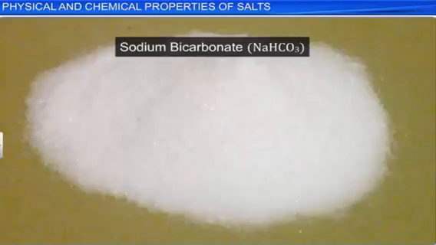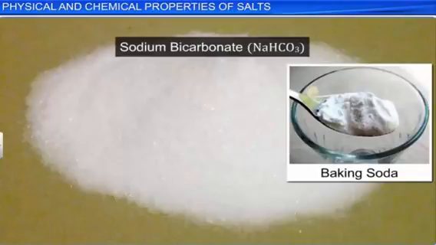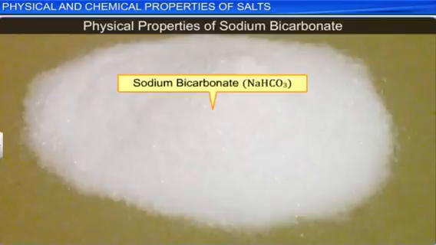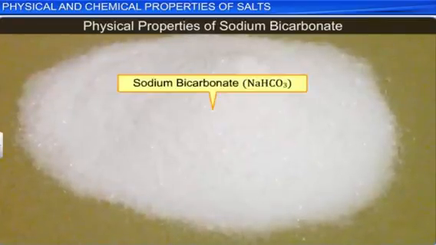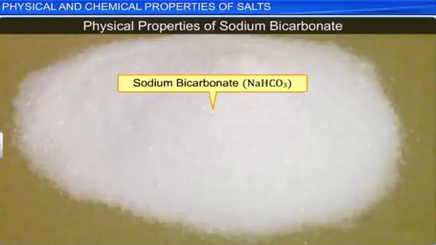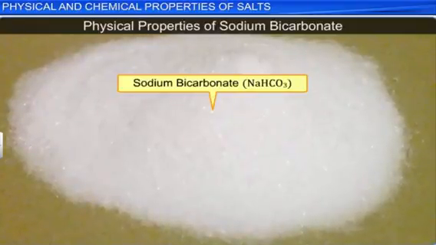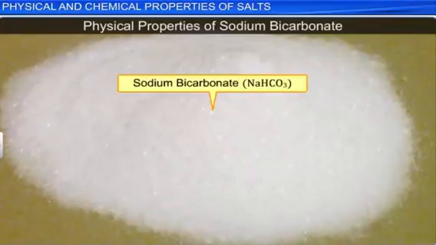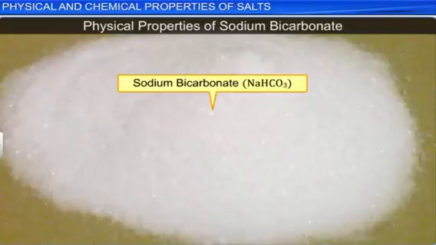Sodium bicarbonate or sodium hydrogen carbonate is also commonly known as baking soda. It is prepared when carbon dioxide is passed in a concentrated solution of sodium hydroxide or sodium carbonate. Sodium bicarbonate appears as a white odorless crystalline solid. It is completely soluble in water and slightly soluble in ethanol. Let's learn about its chemical properties.